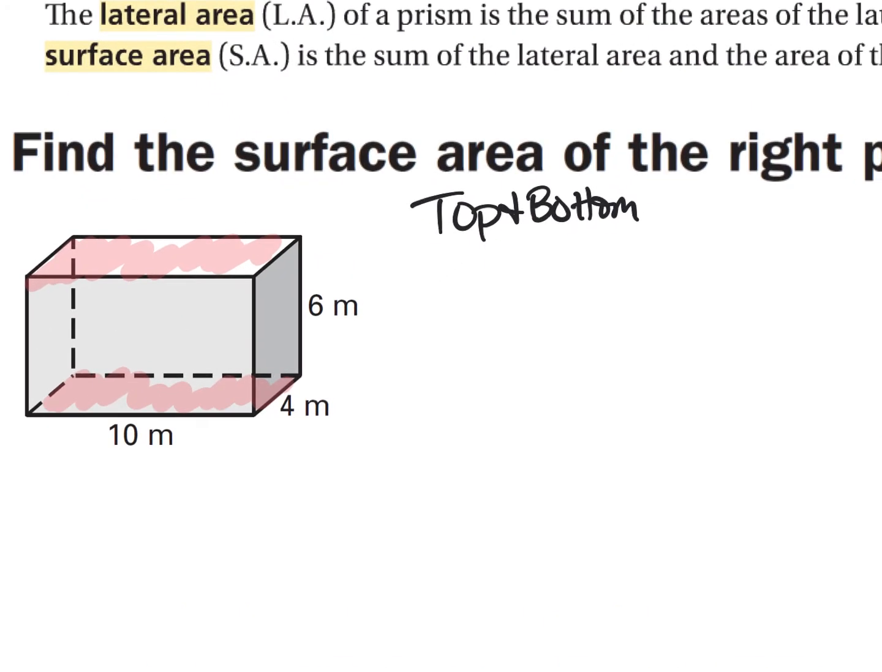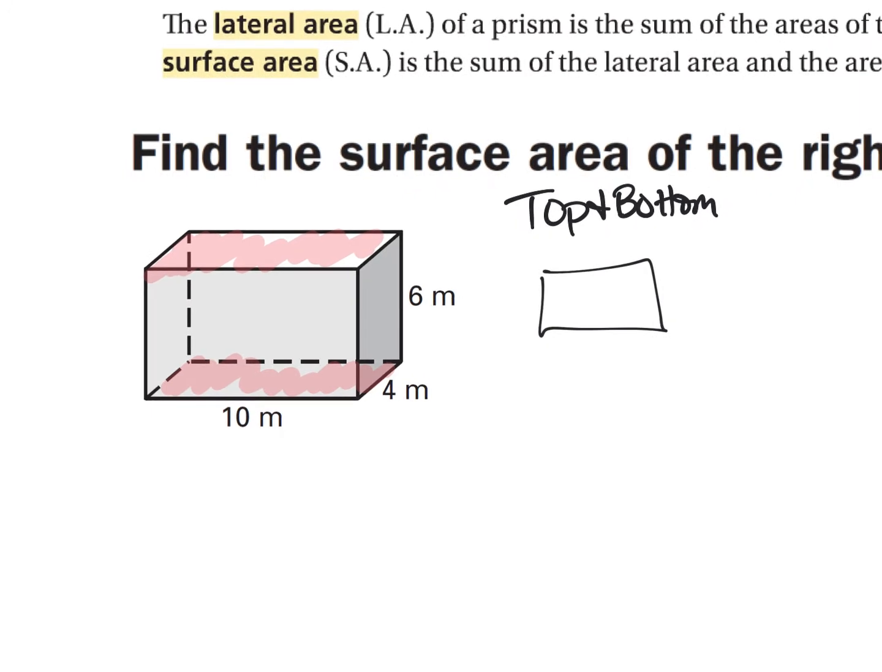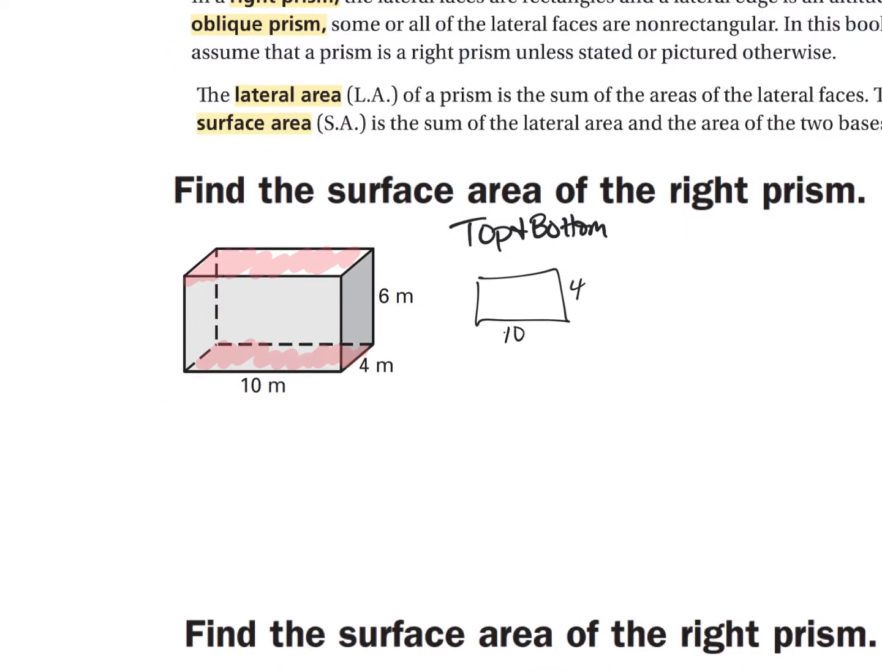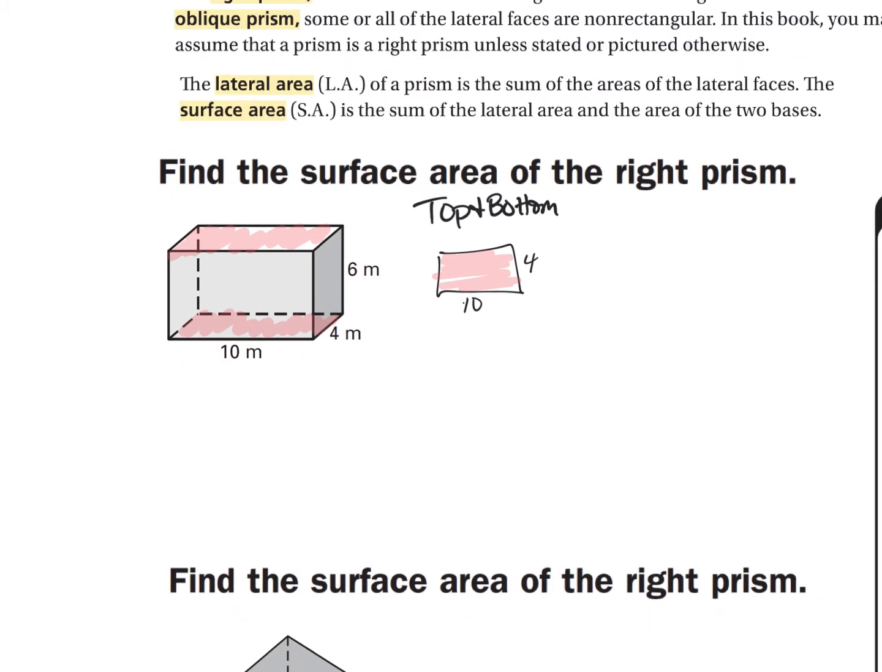Okay, and they are rectangles. What are the dimensions of those rectangles? Well, it looks like they are a 4 by 10. Okay, not too bad so far. All right, let me highlight that so I kind of have it for later. And then let's do the left and the right side. This is how I do it. I label it all out.